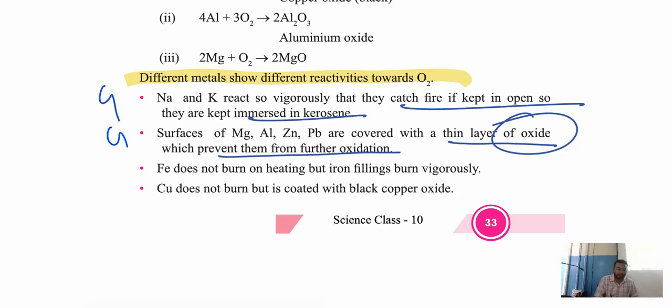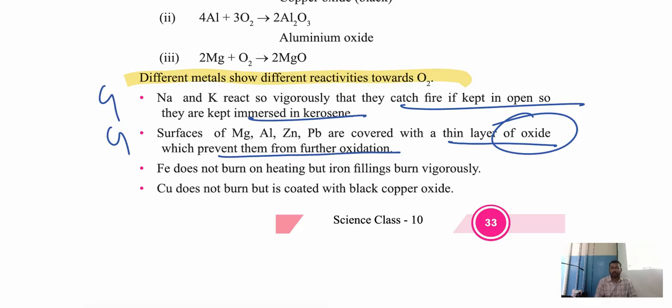Even this could be your give reason question. Why are magnesium, aluminum, zinc or lead covered with a thin layer of oxide? Give reason. If we do not cover them with a thin layer of oxide, further oxidation will take place. To prevent it, we cover them with a layer of oxide. Concept is clear?